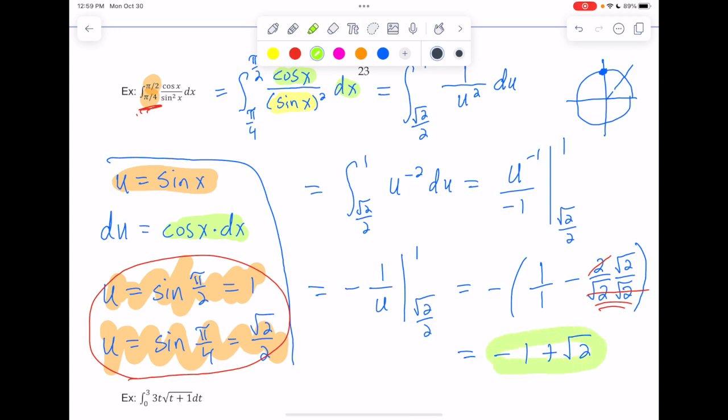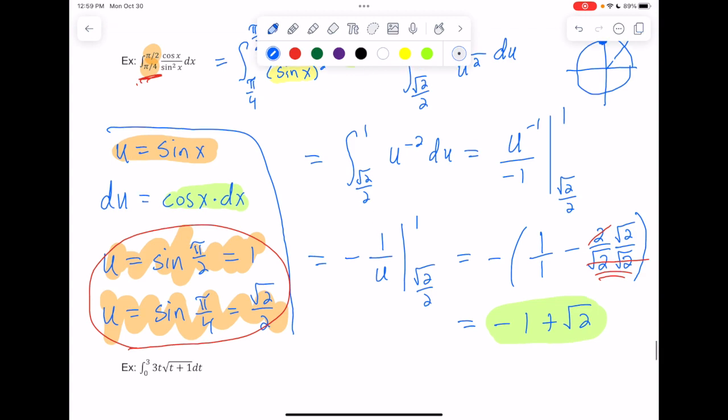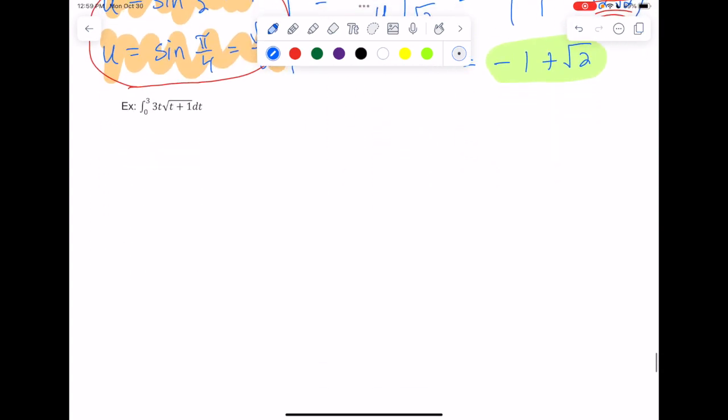Not going to a decimal because they didn't ask me to, so giving an exact answer. All right, one more. Let's go ahead and take a look at one that involves the need for miscellaneous substitution.